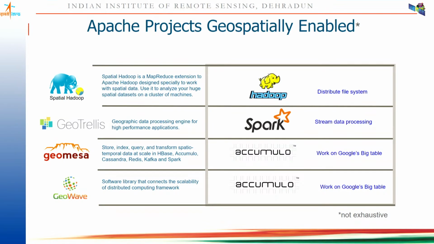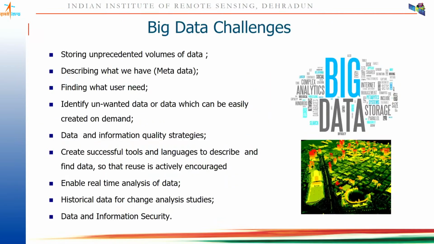So these are the examples, especially when you're talking about geospatial data. We have SpatialHadoop, and then we have GeoTrellis, GeoMesa, GeoWave. All these tools are available to analyze or to apply all these geocomputation techniques with geographical data.